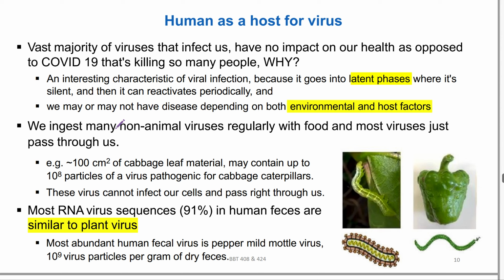So we ingest many non-animal viruses regularly with foods, and most viruses pass through us. Similarly, 1 centimeter of cabbage leaf material may contain up to 10 to the power 8 particles of a virus pathogenic for cabbage caterpillars. This virus cannot infect our cells and passes right through us. Most RNA virus sequences, almost 91% of human pieces, are similar to plant virus. The most abundant human fecal virus is pepper mild mottle virus, 10 to the power 9 virus particles per gram of dry feces.